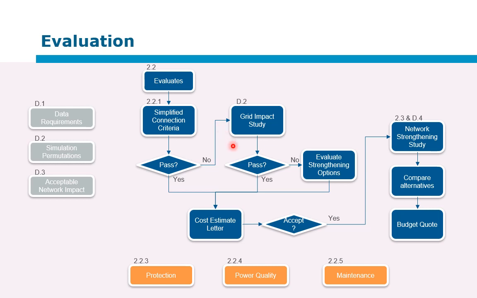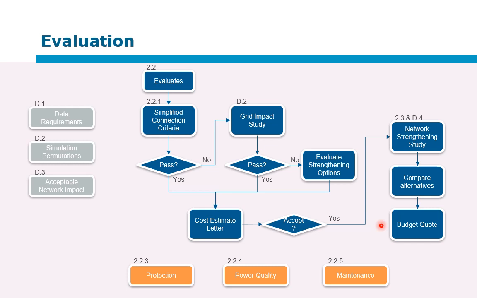If it passes the grid impact study, so there is no issues detected, then you can also issue the cost estimate letter. If not, you have to look at possible strengthening options so that the network can accommodate this generator, and you will use this then to issue the cost estimate letter. If the customer accepts this, you can go on to the next step, which is actually step 3 already, in doing the network strengthening study, which includes comparison of alternatives to issue the budget quote.